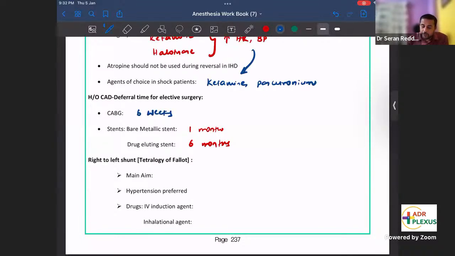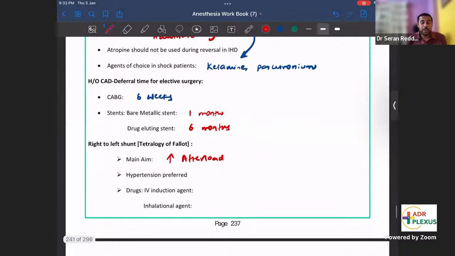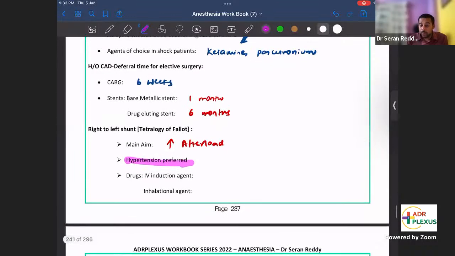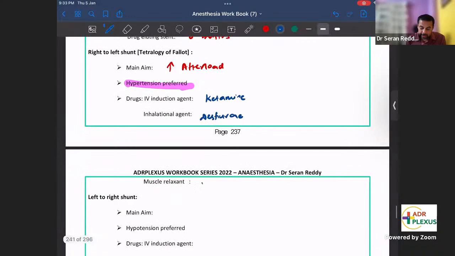Then they'll ask a question specifically on right to left shunts, like for example tetralogy of Fallot. In tetralogy of Fallot, our main aim is to increase the afterload. Please remember, this is peculiar. Hypertension is preferred intraoperatively. The IV induction agent of choice is ketamine because it increases the heart rate and blood pressure. The inhalation agent is desflurane, and the muscle relaxant is pancuronium.